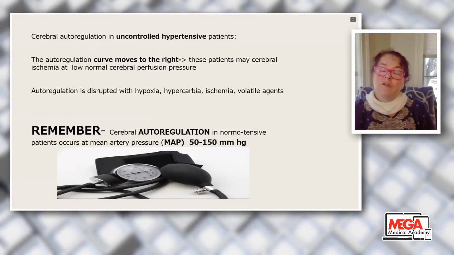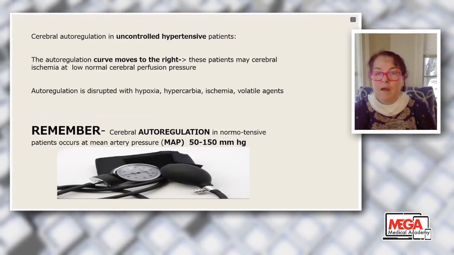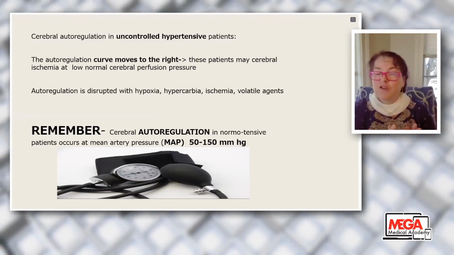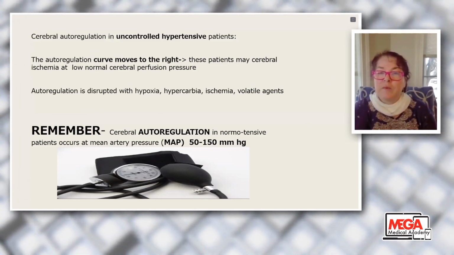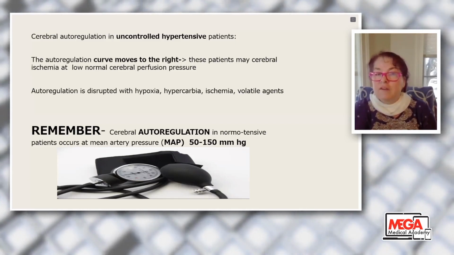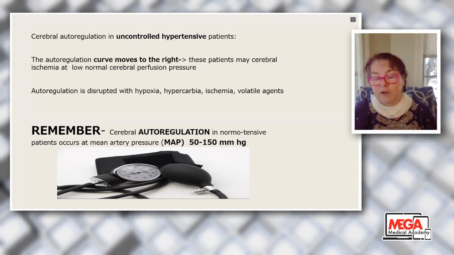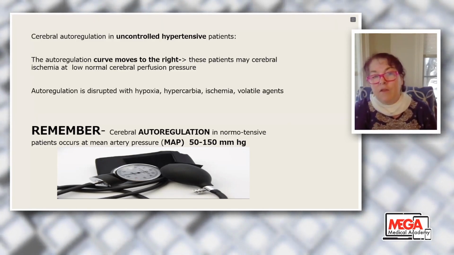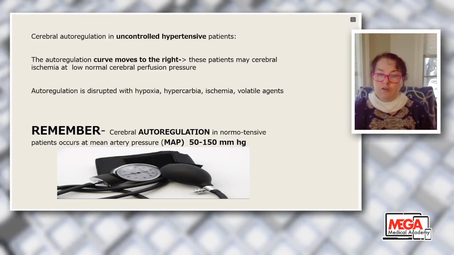So that's a normal patient. If you have a patient with uncontrolled hypertension, their cerebral autoregulation curve is shifted to the right. These people may have cerebral ischemia at pressures we would normally consider normal because they're used to such high pressure. So that's always something to remember if you have a patient with chronic hypertension that's really not treated: they're going to need higher pressures than the normal patient. So their curve is going to shift to the right.